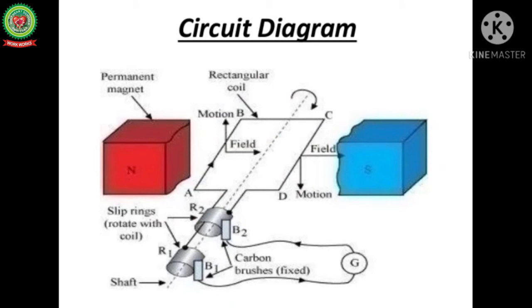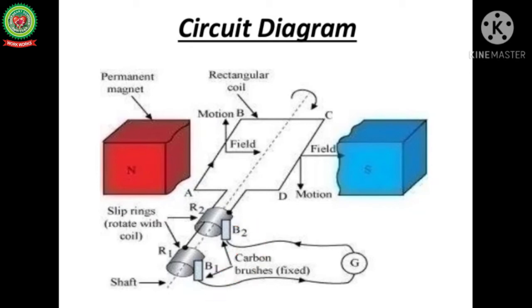This is because when the coil rotates clockwise, the arm AB moves upward, so the induced current in the arm AB is from A to B, while in the arm CD, which moves downward, the induced current is from C to D. Therefore, in an external circuit, the current flows from brush B2 to B1.